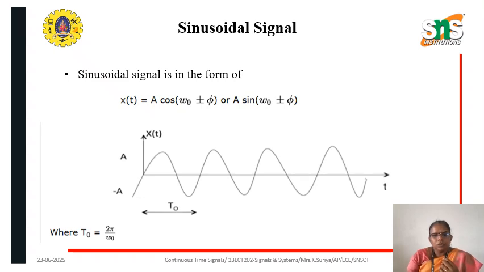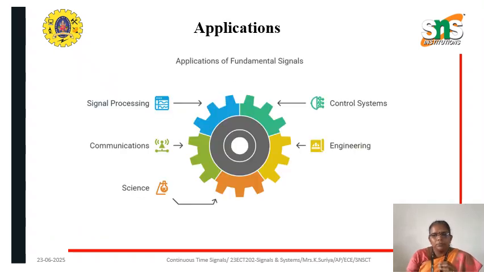Next one is sinusoidal signal. So it is of the form x of t is equal to A cos of omega naught t plus or minus phi, or A sin of omega naught t plus or minus phi. So as shown, it can be a sine wave or a cos wave where T naught is equal to 2 pi by omega naught. Some of the applications of fundamental continuous time signals are it's used in signal processing, communication, science, control systems, and in engineering.